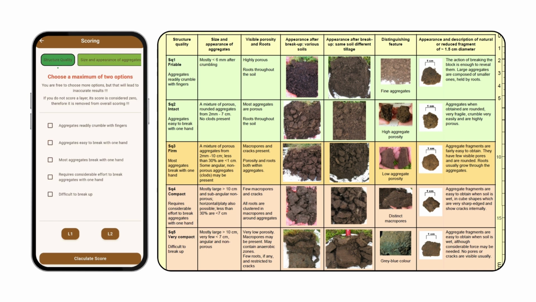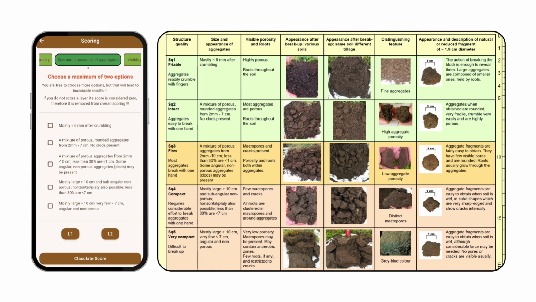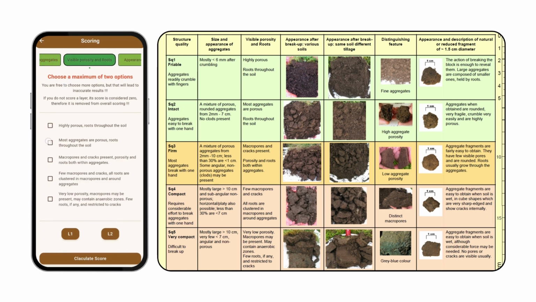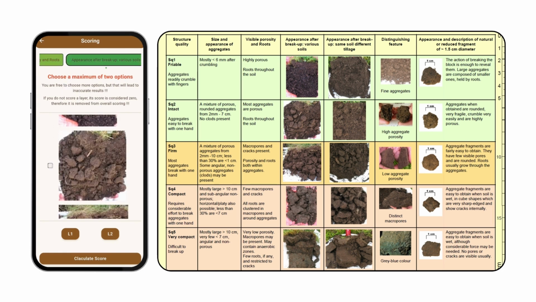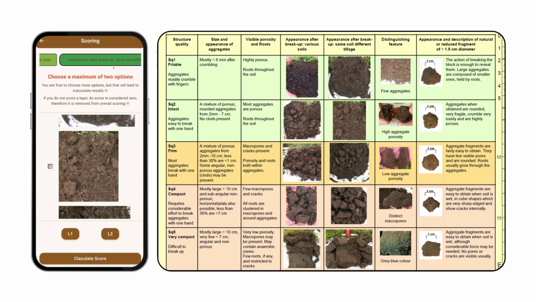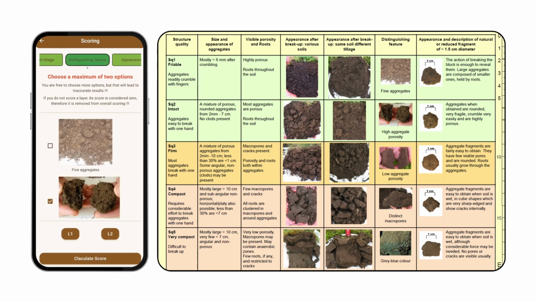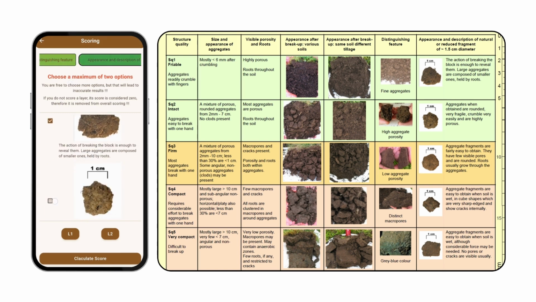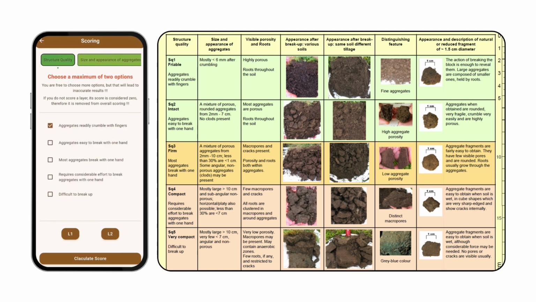Let's say I want to try with my layer 1. I start from structure quality. Let's say I have an imaginary soil here with me, and the aggregates readily crumble with fingers. I go to the next column, size and appearance of the aggregates. I see it's something like this. So I go quickly now to just show you how we do this scoring for each layer. I think that's the last one, yeah. So after you are done with all the categories, you go here and press the L1. And the score of the first layer is 2.